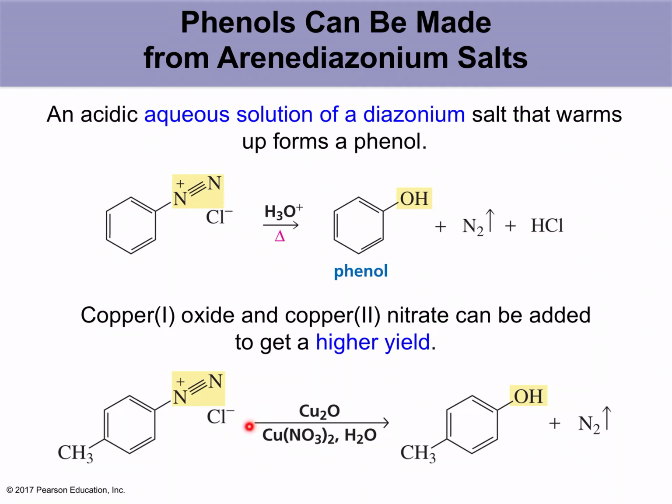And then if you use copper(I) oxide with copper(II) nitrate and water, they can be added to get a higher yield. For the same reaction, if you add these reagents, you can get the same product as you get from here, but it would be a higher yield. So both of these reagents can be used to convert diazonium salt to an alcohol group, meaning a phenol.